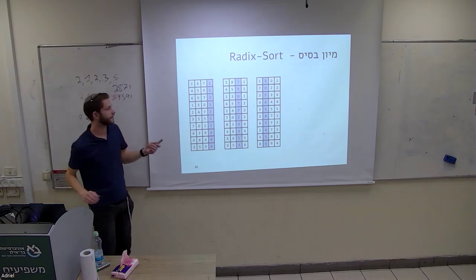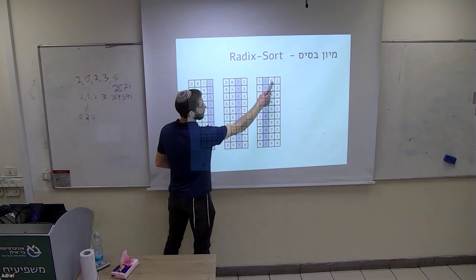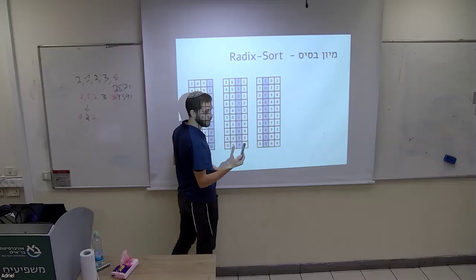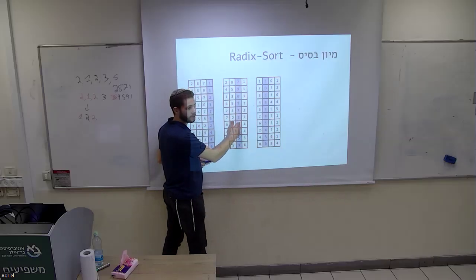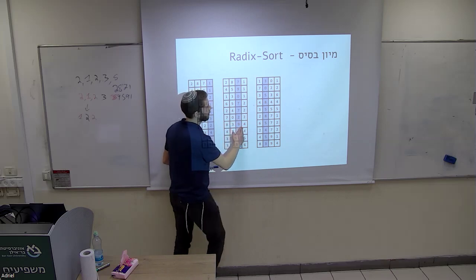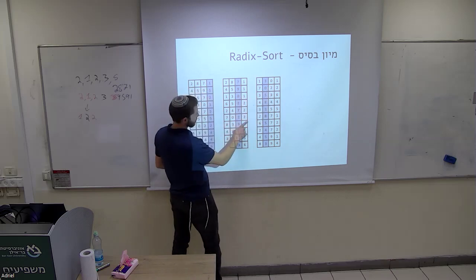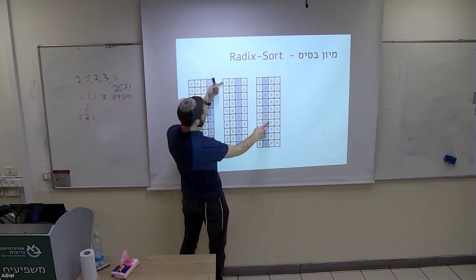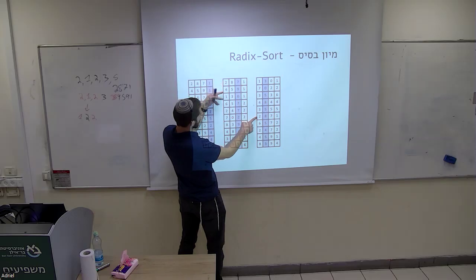And now we're going to sort by the tens. You can see that from 0 to 9, we're sorting by the tens, but preserving the order from before because it's a stable sort. So if we have 2 elements with the same number, let's say 7 and 7, we preserve the original order. This number is before this number.